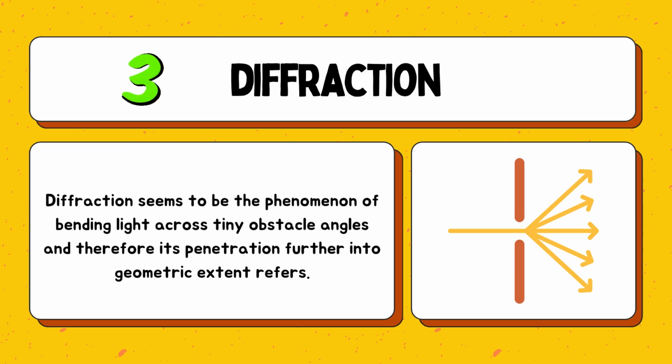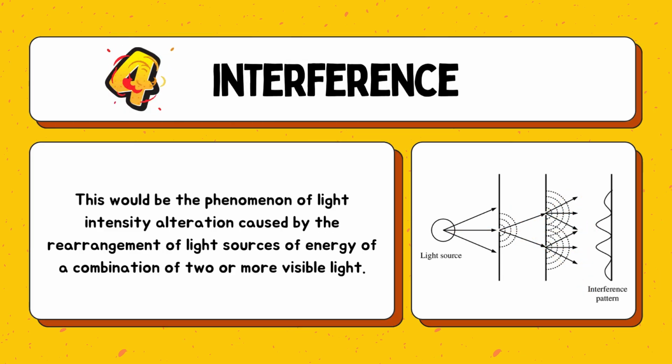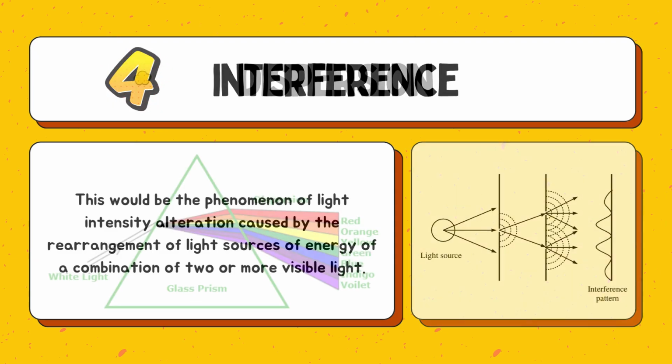Diffraction. Diffraction is the phenomenon of bending of light around tiny obstacles, and therefore its penetration further into the geometric shadow. Interference. This is the phenomenon of light intensity alteration, caused by the rearrangement of energy from a combination of two or more visible light waves.